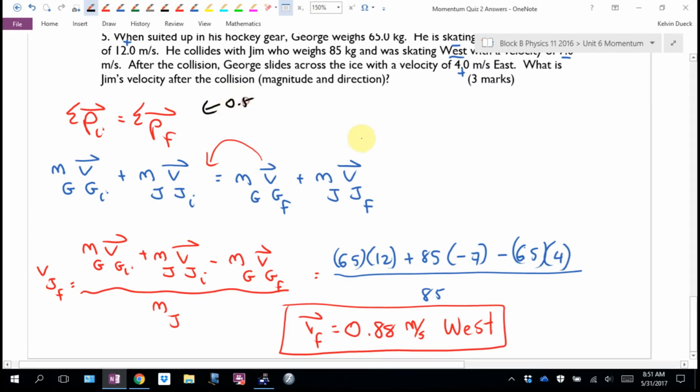Half mark, half mark, half mark, half mark, half mark, half mark. I think that adds to 3. Before you put this away, first of all, what's the problem with this question? Why is this question garbage?